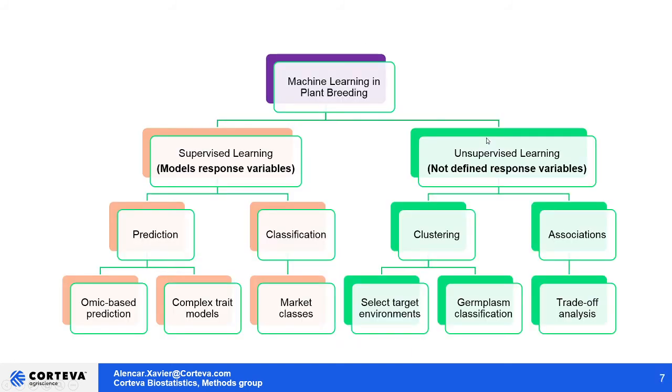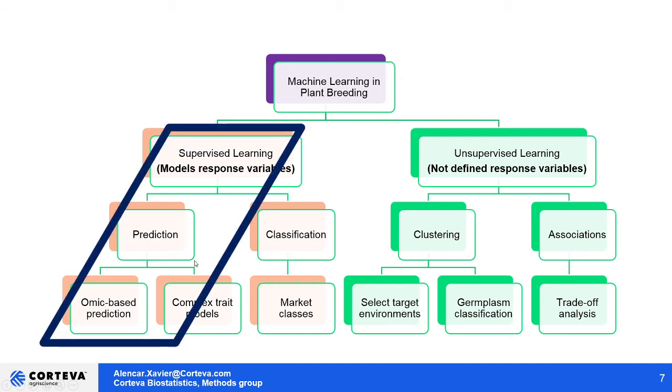So machine learning is and has been used in plant breeding for a while. There are two major branches of machine learning, supervised and unsupervised learning. Supervised focuses on problems that have a response variable, where you really want to do modeling and prediction. Whereas unsupervised focuses on capturing patterns in the data and associations. Unsupervised learning is used for clustering and associations, such as germplasm classification and environmental classification, whereas supervised learning is used for prediction per se. And the branch we are going to focus on today is omic-based prediction.